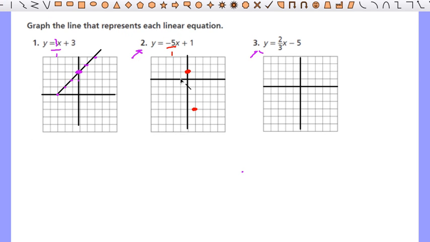Now, that's going to give me a line that looks like that. Okay, it's not perfect, but it's close enough. So I have a negative slope because I'm going downhill.